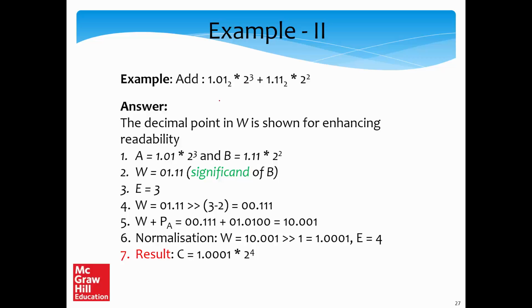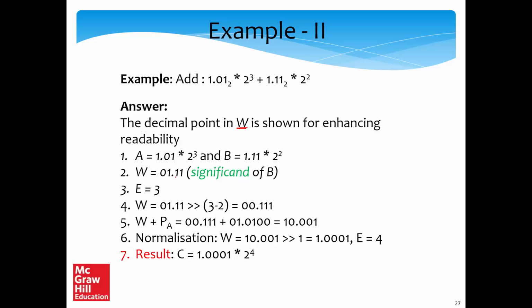So in this case, we are adding 1.01 in base 2 times 2 cube plus 1.11 in base 2 times 2 square. Again, the decimal point in W is shown for enhancing readability, and we will not be using the biased scheme. So A is 1.01 times 2 cube, B is 1.11 times 2 square, and the exponent of A is greater than the exponent of B.